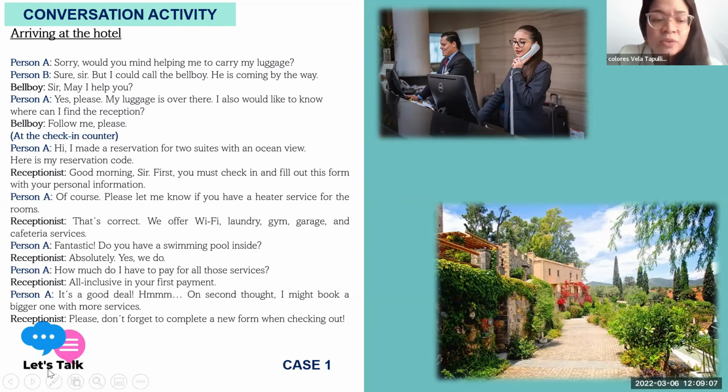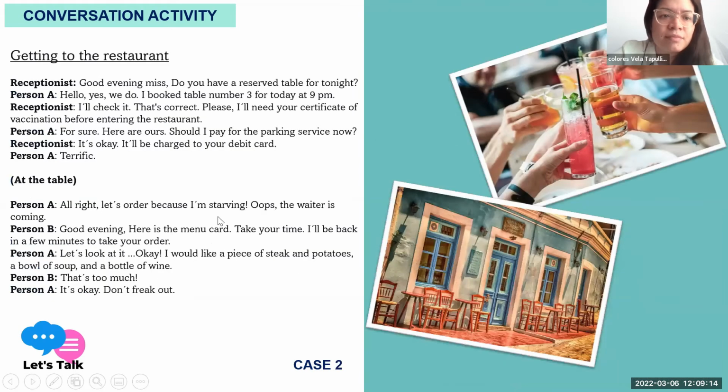This is the conversation number 1, so let's go to the conversation number 2. Good evening, miss. Do you have a reserved table for tonight? Hello. Yes, we do. I booked table number 3 for today at 9 p.m. I checked. That's correct. Please, I'll need your certificate of vaccination before entering the restaurant. For sure. Here are ours. Should I pay for the parking service now? It's okay. It'll be charged to your debit card.